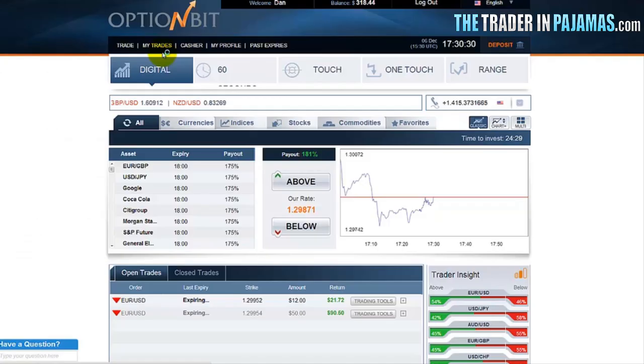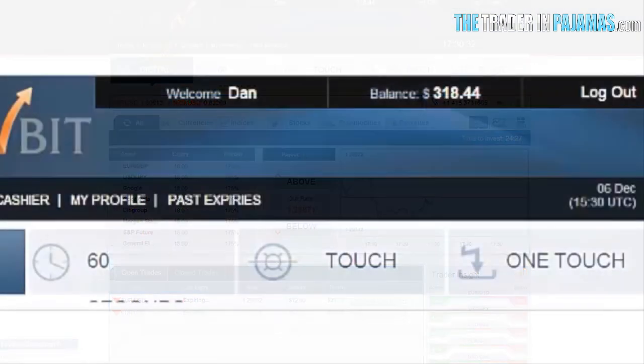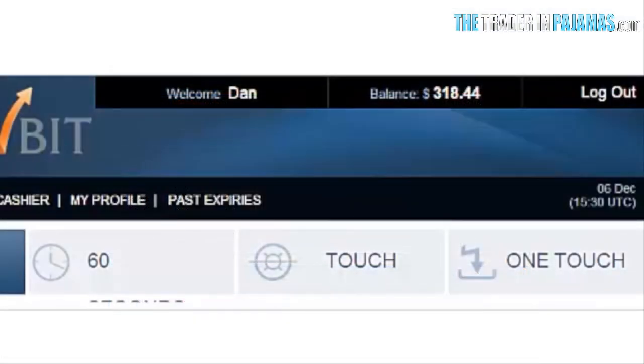So let's check the balance now. It's showing $318.44. Now, 50-something minutes ago, I had about $227 in my account, which means I've made about $90 in under an hour. So if we calculate an hourly rate based on this amount, let's see, that's $100 to $110 an hour, which isn't bad at all.